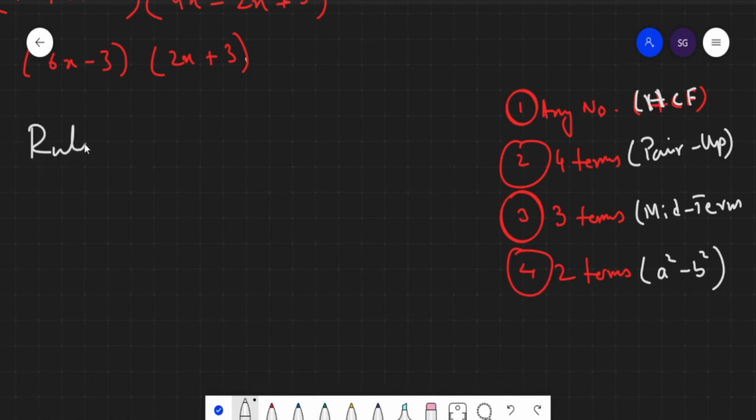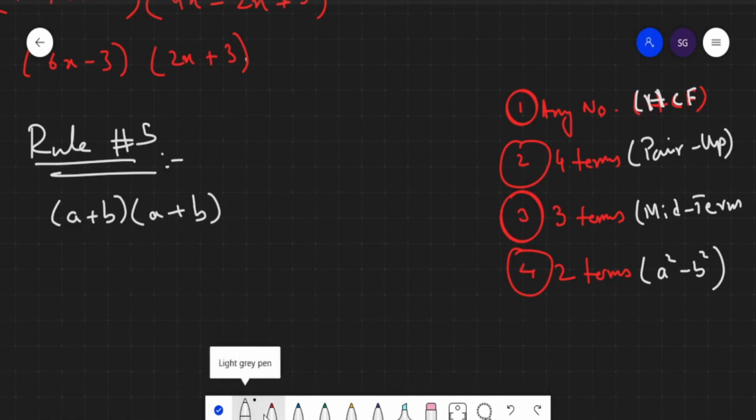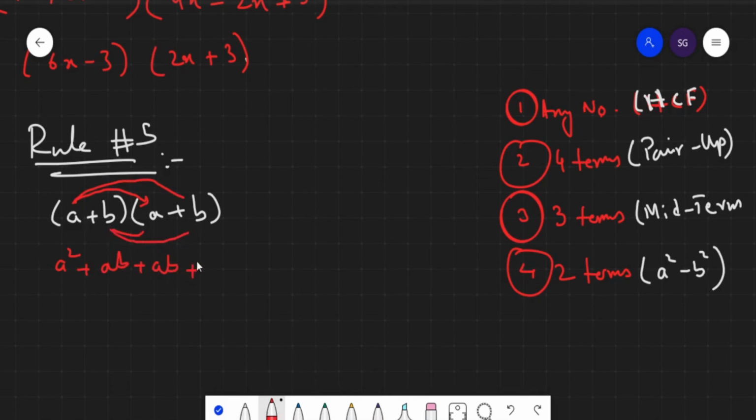Rule number 5 for factorization is, just like rule number 4, based on an identity. So I'm going to share this result first. a plus b times a plus b. So let's see what happens. a times a is a squared. a times b is ab. b times a is ba or ab, irrespective of the order. And then b times b is b squared. So guys, we have a squared plus 2ab plus b squared.